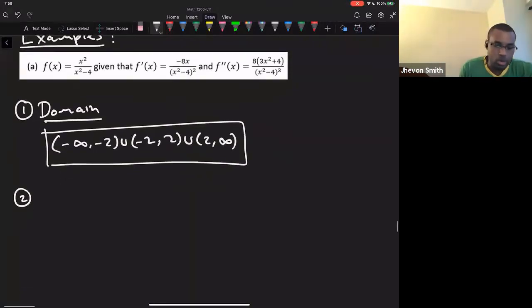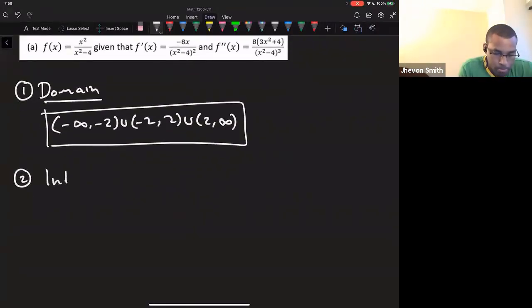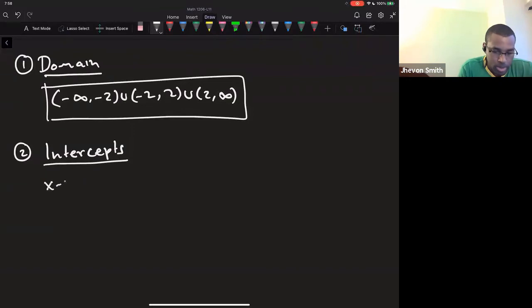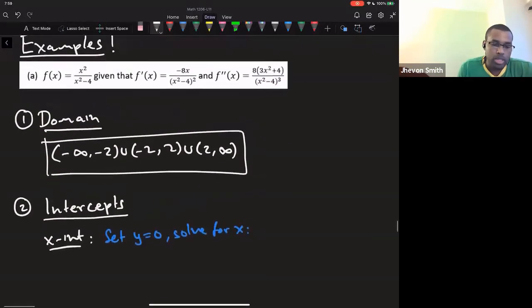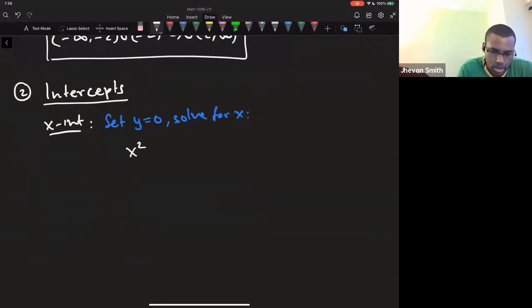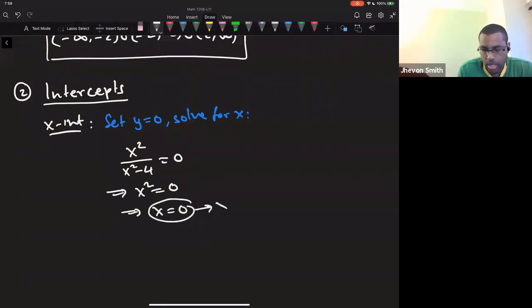Now moving on, the next thing we want to do is intercepts. Now remember, for the intercepts, your x-intercept, you're going to set y equals 0, solve for x. So that means your x squared over x squared minus 4 equals 0. This means that your x squared equals 0. This means that your x equals 0. That's your x-intercept.